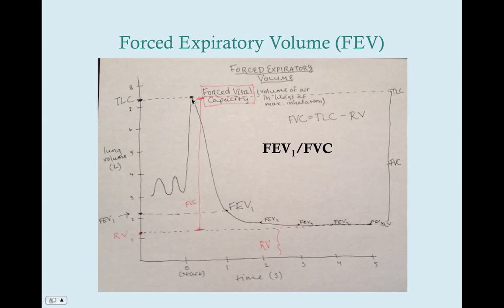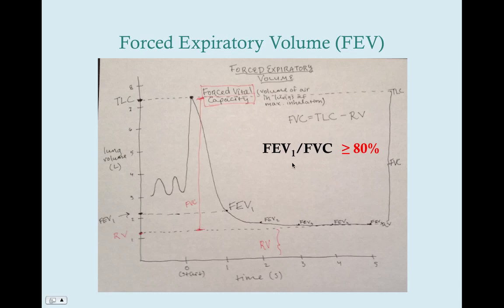So from our total lung capacity to our FEV1, that's the amount that they can breathe out in 1 second. Here we're at 2.25 liters to about 7.3 liters. The difference between those is your FEV1. And then they continue to breathe out until they reach their residual volume.